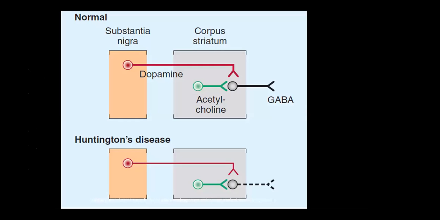This is the sequence of neurons involved in Huntington's chorea or Huntington's disease. On the top is the normal pathway, in which dopaminergic neurons from substantia nigra normally inhibit the output of spiny GABAergic neurons from striatum, whereas the cholinergic neurons, the acetylcholine, exert an excitatory effect. And in Huntington's disease, some cholinergic neurons may be lost, but even more GABAergic neurons degenerate. Next, please.